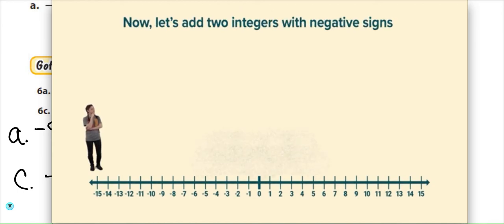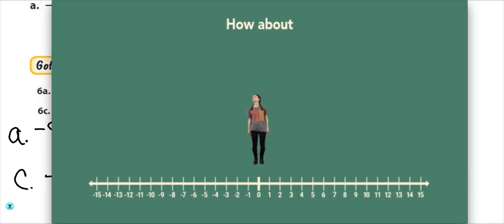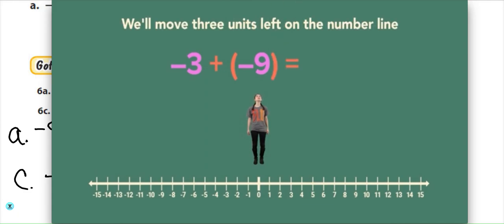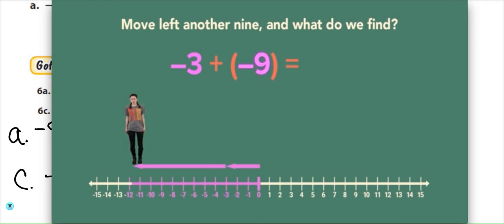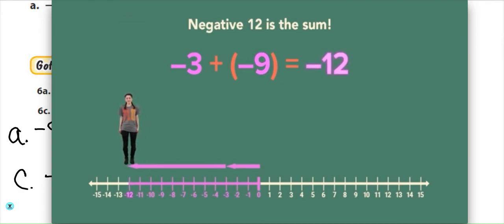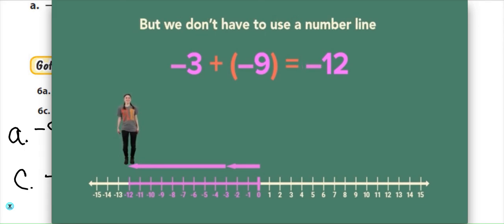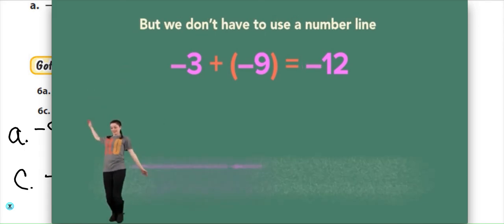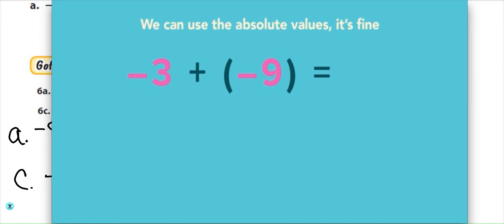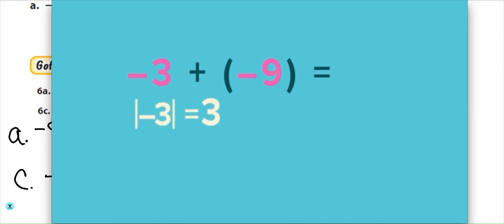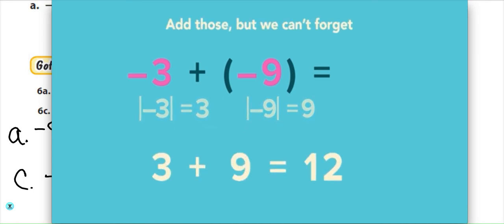Now let's add 2 integers with negative signs. How about -3 and -9? We'll move 3 units left on the number line. Move left another 9, and what do we find? -12 is the sum, a negative plus a negative is negative. But we don't have to use a number line, we can use the absolute values. The absolute value of -3 is 3, and of -9 is 9, so we add those together, but we can't forget the sign of the integers is what gets kept.